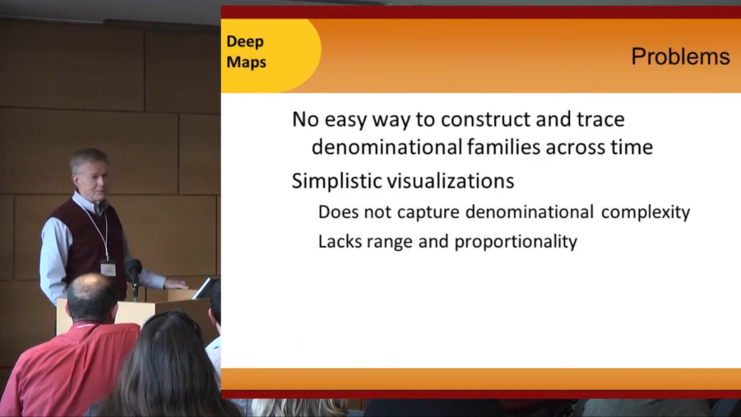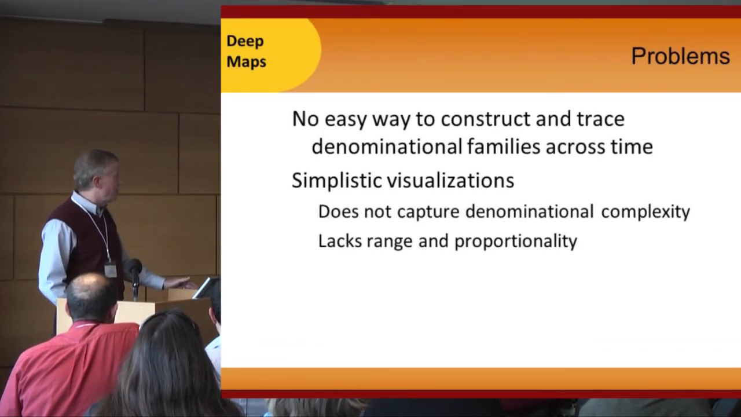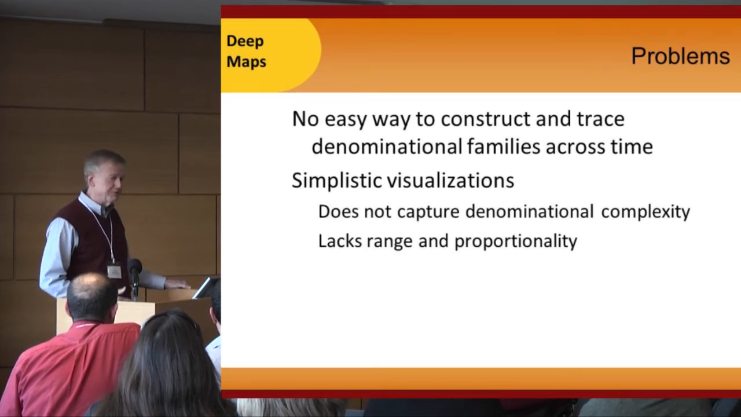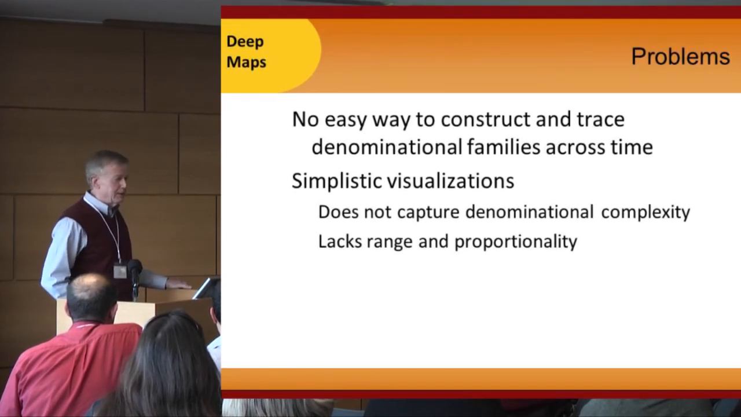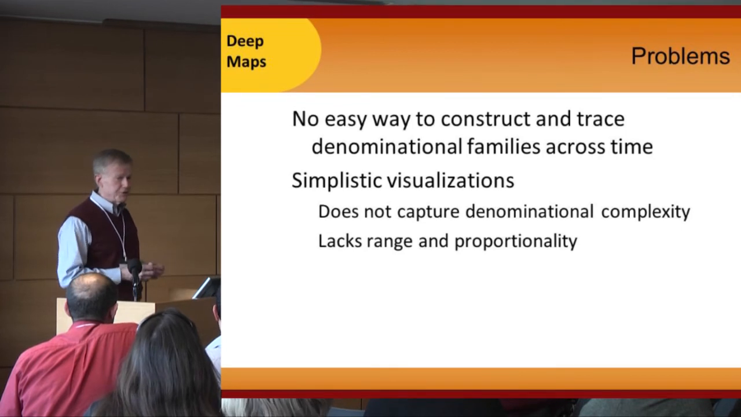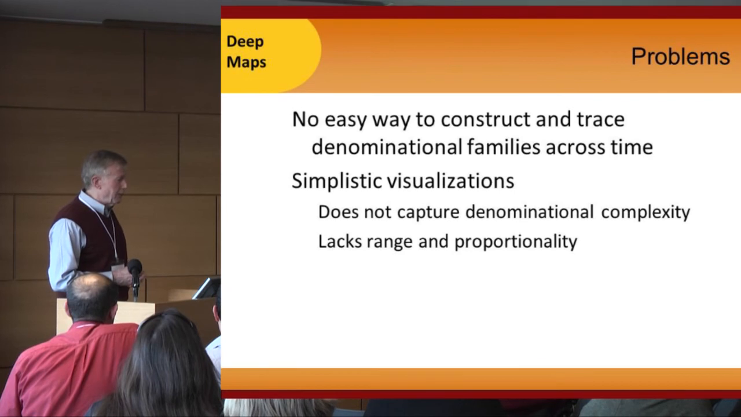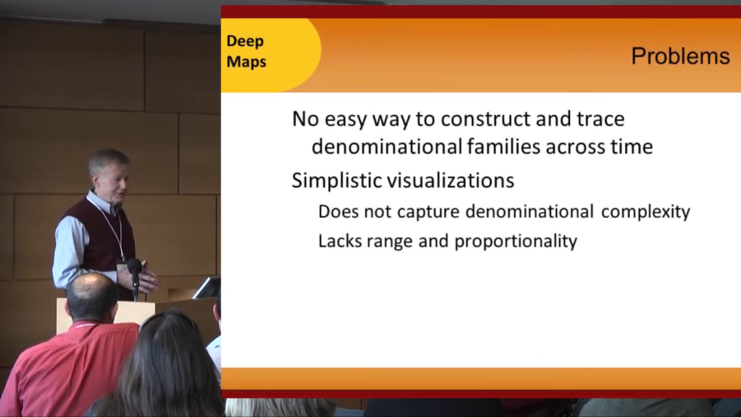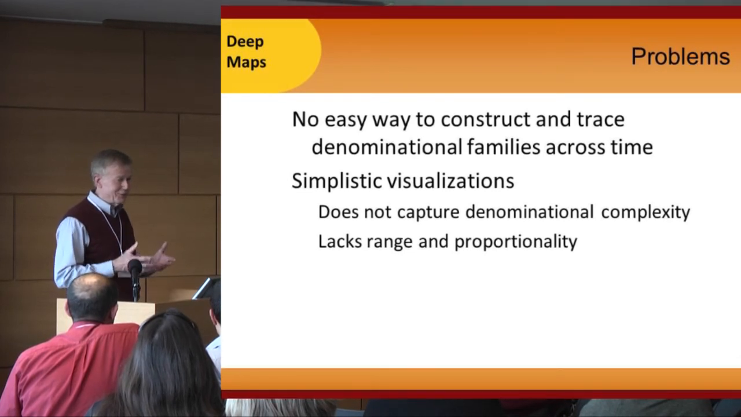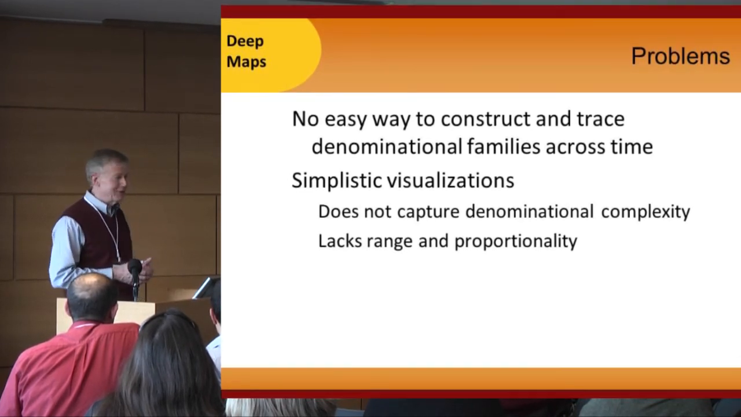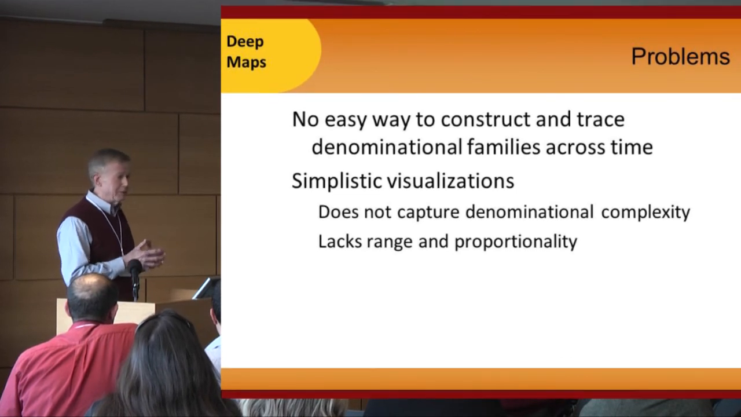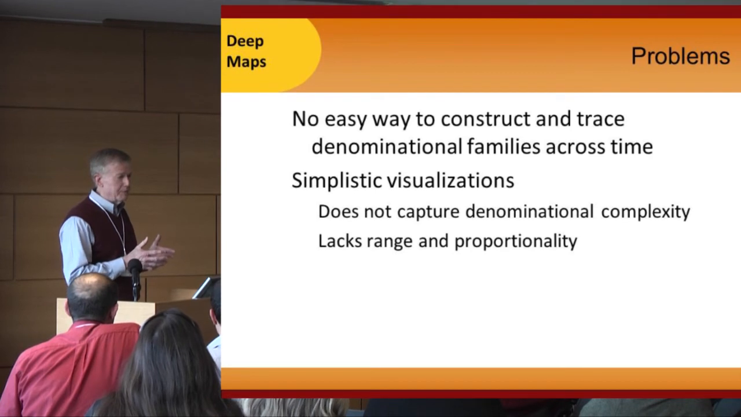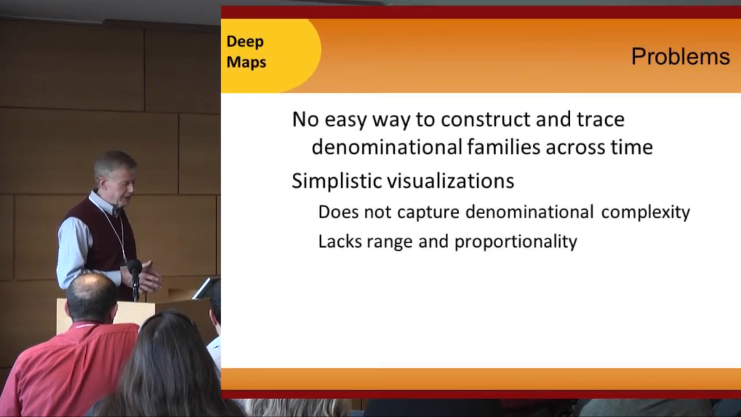But there were some real problems with this. One is there was no easy way to construct and trace denominational families across time. Now, you may or may not be familiar with the religious geography or religious adherence practices in the U.S., but there are well over 800 denominations in the United States. Well, you can't manage 800 denominations in a mapping engine. So you begin to think about grouping them into families, and it depends upon the scholar, a scholar may group them into anywhere from 8 to 10 or 12 different families.